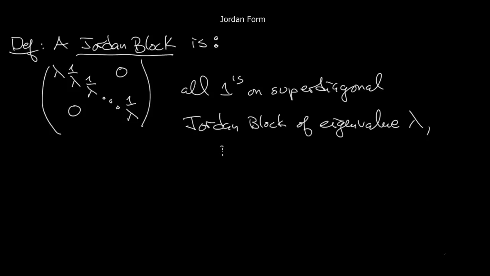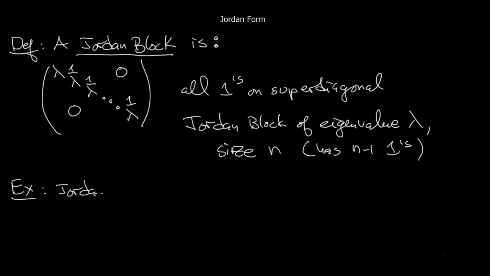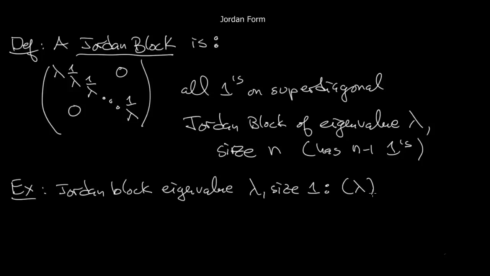And it's called a Jordan block of eigenvalue lambda and size n. So it has n minus 1 ones up on the superdiagonal. An important example is a Jordan block of eigenvalue lambda and size 1. That's just a 1 by 1. There are no ones. It's just a single lambda. And so that's important because there don't have to be any ones.